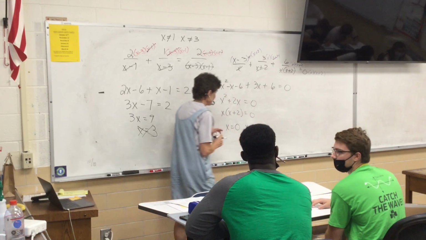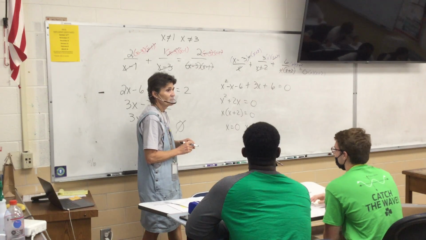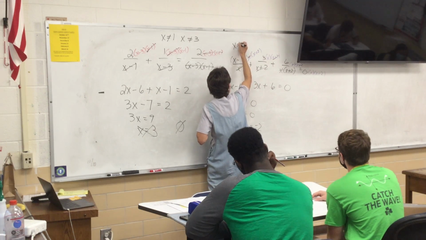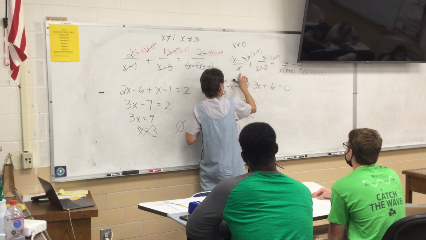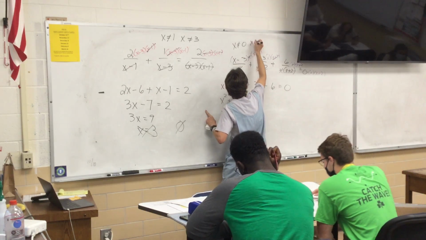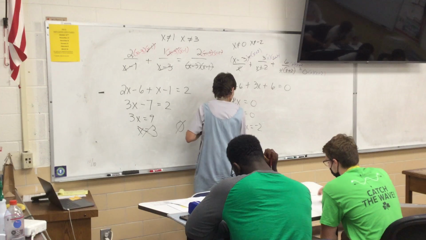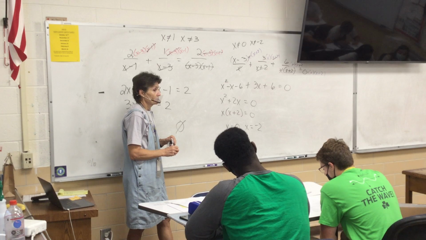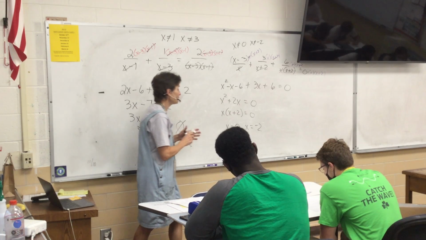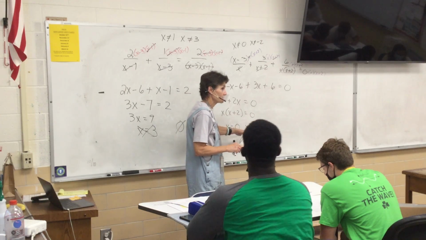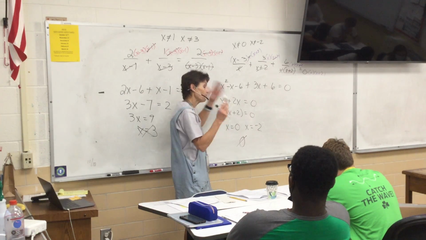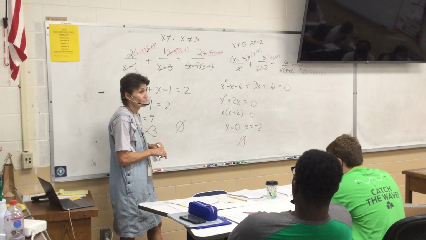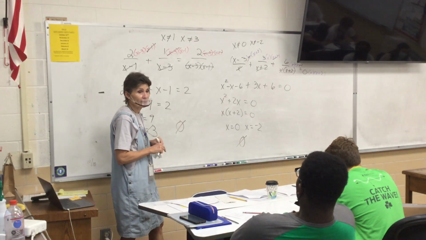Okay, I got 0 and -2. But neither of those works because in the beginning, I got an x in the denominator, so no 0. And I got an x plus 2, so no -2. So this one also has no solutions. Now, it is possible that you'll get one of them to work, but sometimes they have one answer, sometimes both work. This is a case where neither one works. Everybody okay with that?